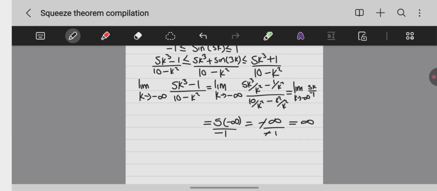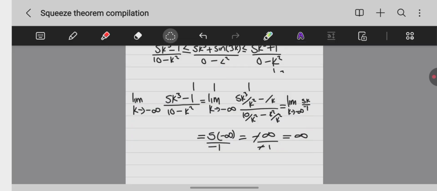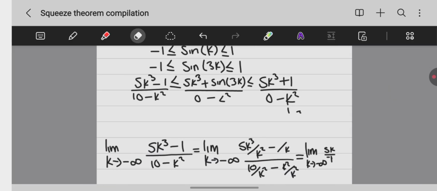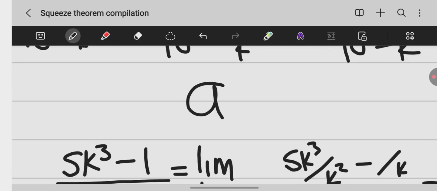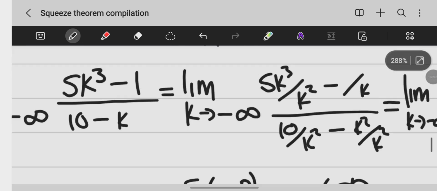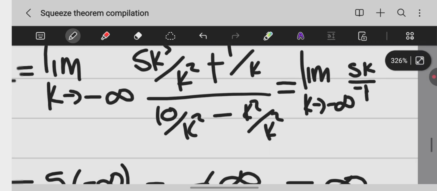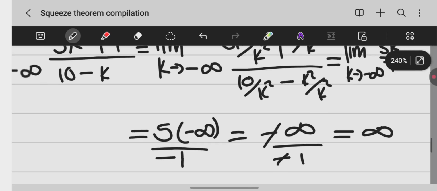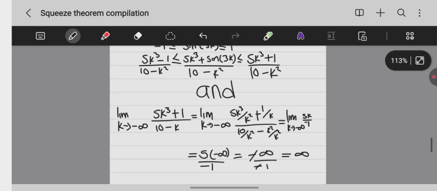You would have an infinity there, and doing the same thing, but in this case with the plus 1. So I'm just going to add in the and here. So doing the same thing, if we had a plus 1, you would have that. Subbing in the negative infinity, you would still have the same answer of just infinity.